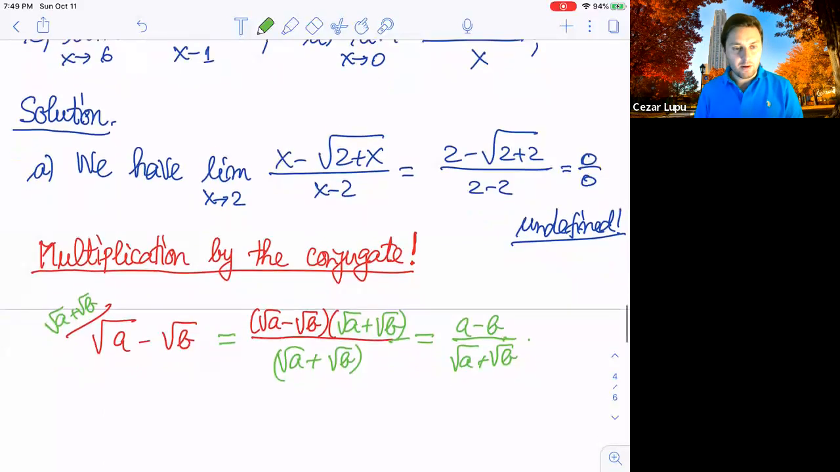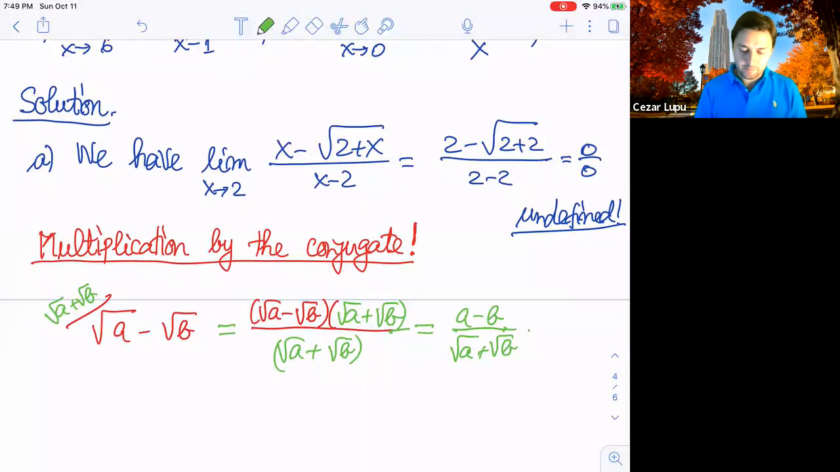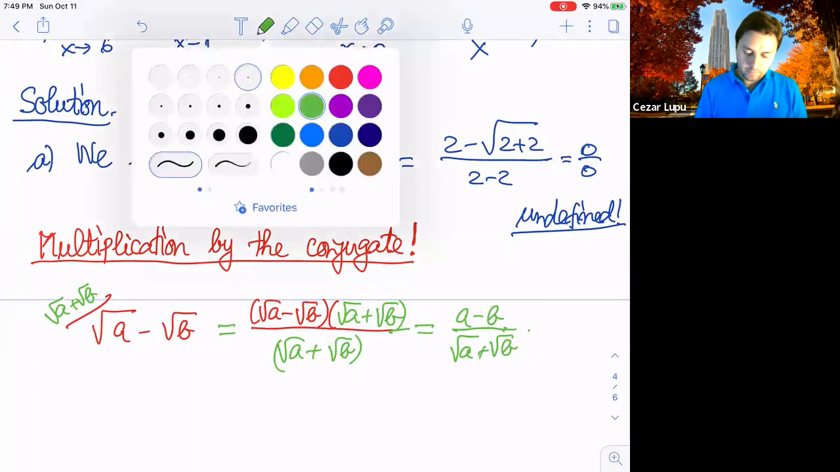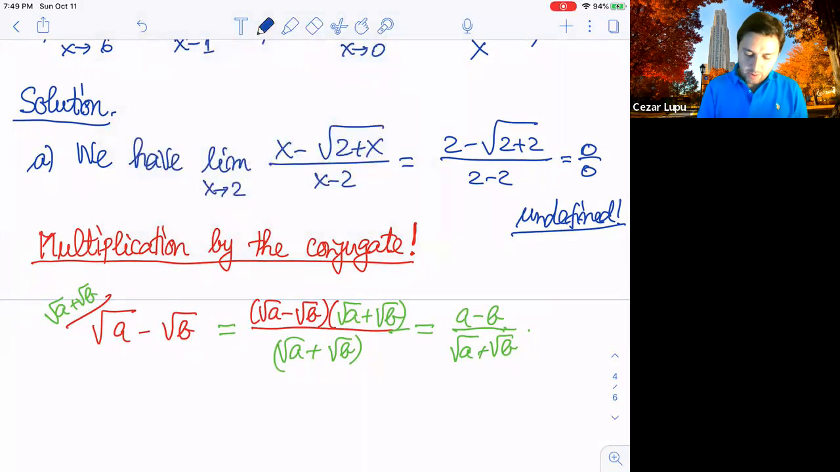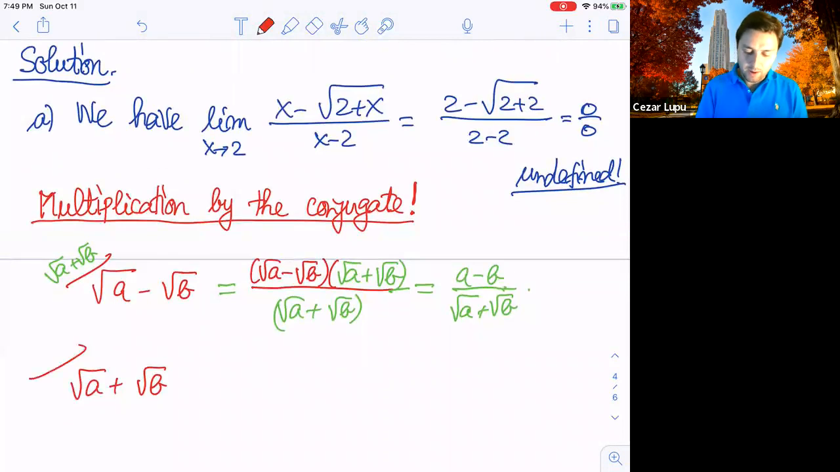And similarly, you can have something like this: the square root of a plus the square root of b. So in this case, you'll multiply by the conjugate, which is the square root of a minus the square root of b, and you'll get the same thing.